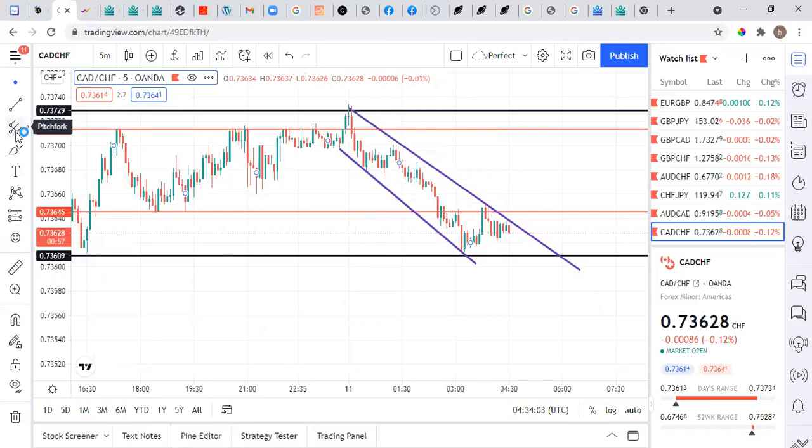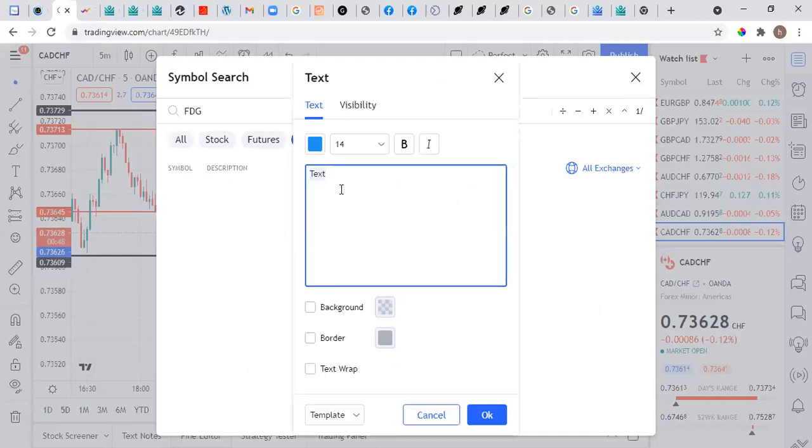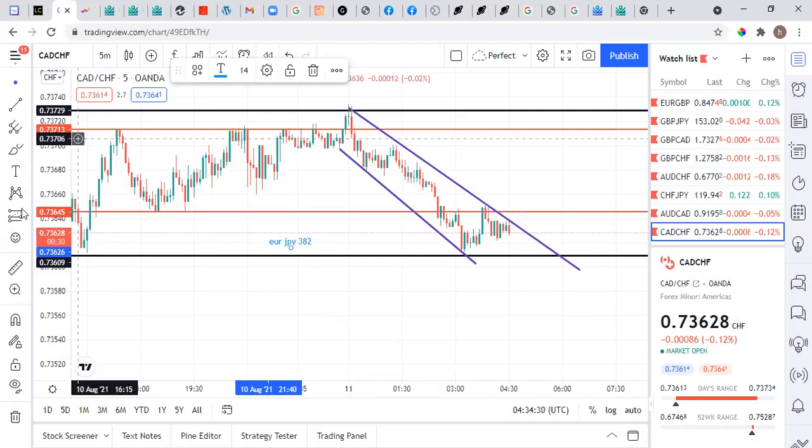The other tools, I don't really use them, but you can check them out and practice with them. You can add text. Maybe an educator is calling some areas and you just want to note them, like EURJPY 382. I just want to note some areas. So maybe you can write notes on your TradingView.